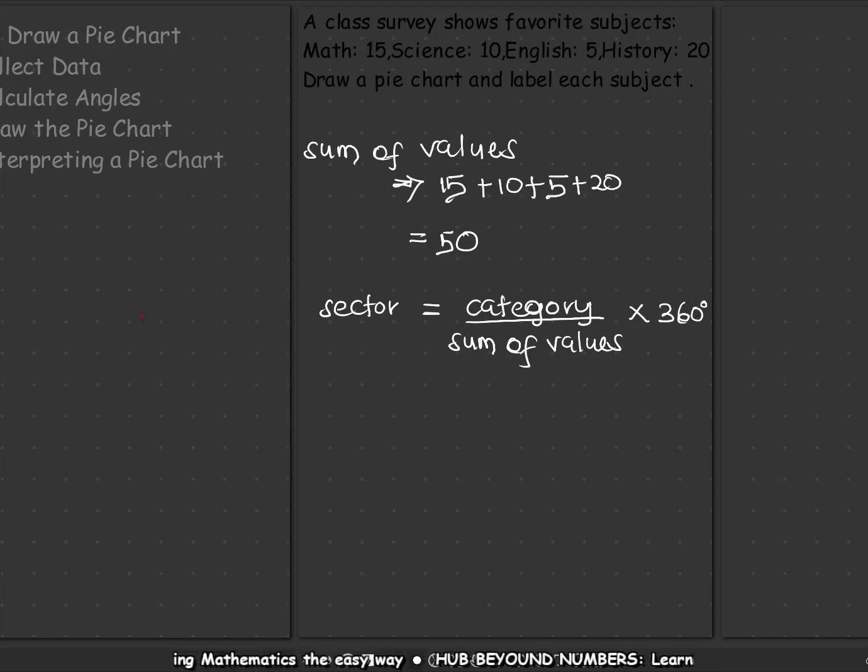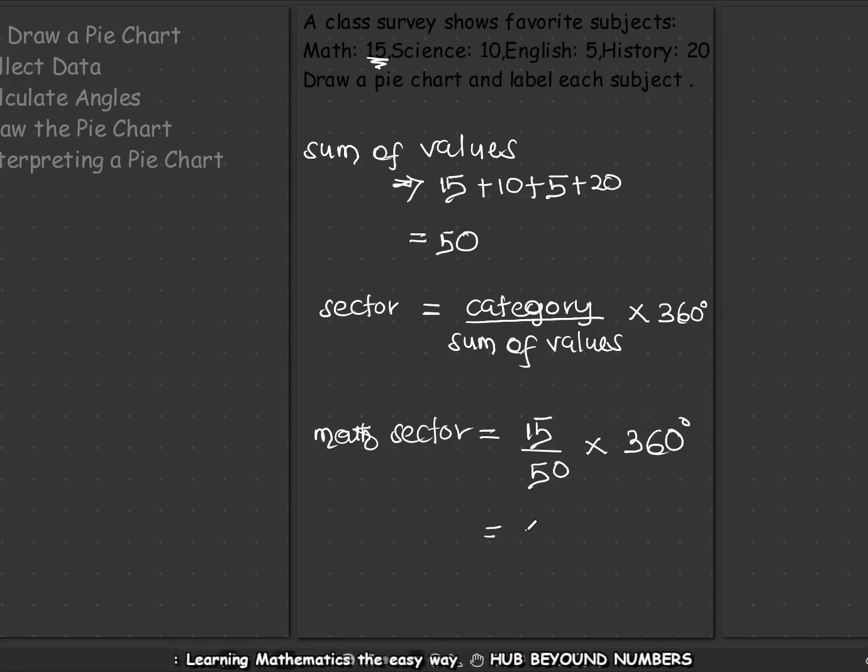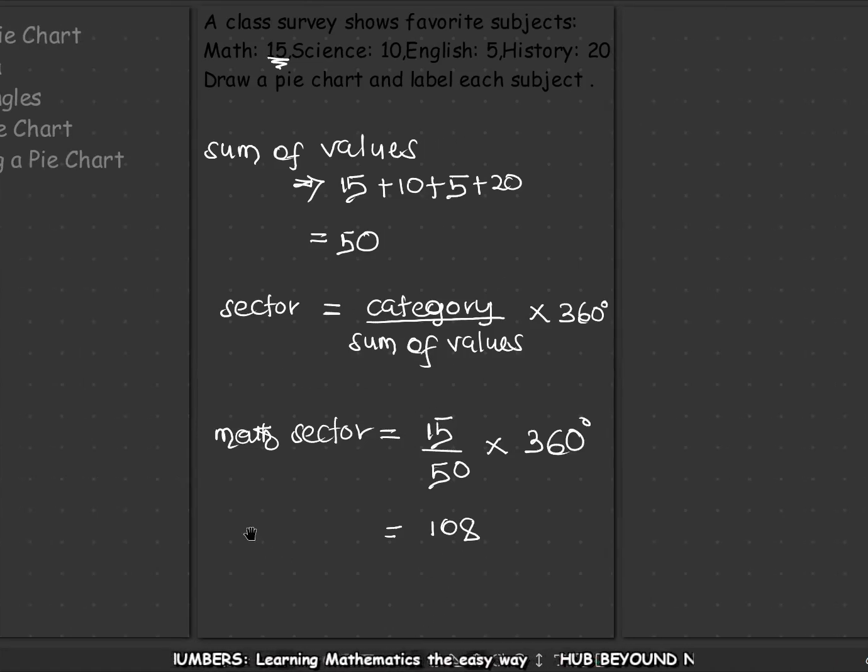If we want the maths sector, its category value is 15, so 15 over the sum of the values, which is 50, then we multiply that by 360. If we evaluate this, we get 108. We do this for all the categories. This is just for maths. So let's look at that of English as well.